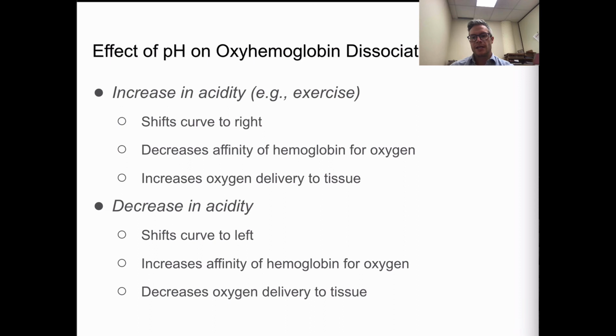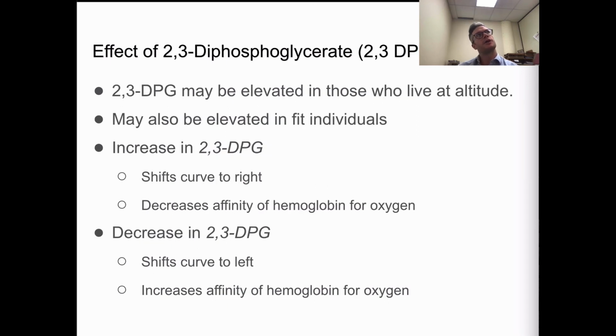Okay, next factor, and we've got two more to discuss, is this molecule. We'll shorten it to 2,3-DPG, which is 2,3-diphosphoglycerate. It's a mouthful. That's why we abbreviate it, right? Again, it has a very similar baseline curve, but when this molecule increases, we see again a shift to the right.